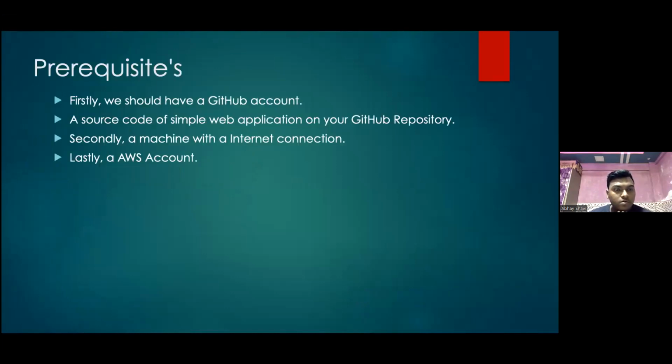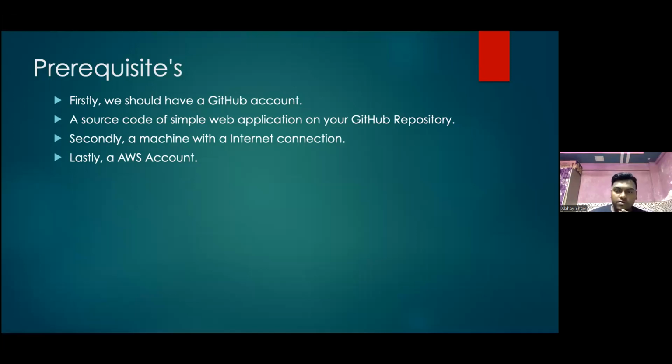So the prerequisites: firstly, we should have a GitHub account and the source code of a simple web application in your GitHub repository. Secondly, a machine with an internet connection like a laptop, and lastly, an AWS account.